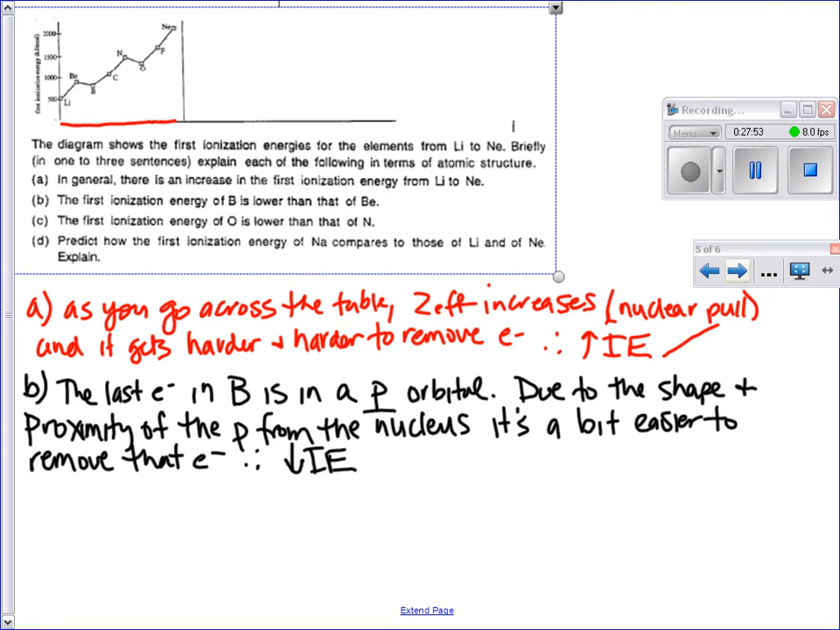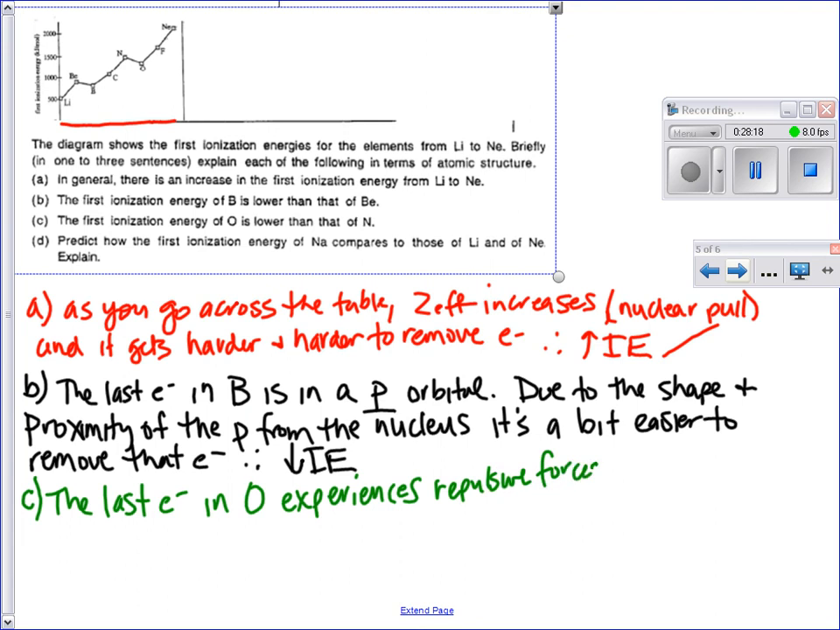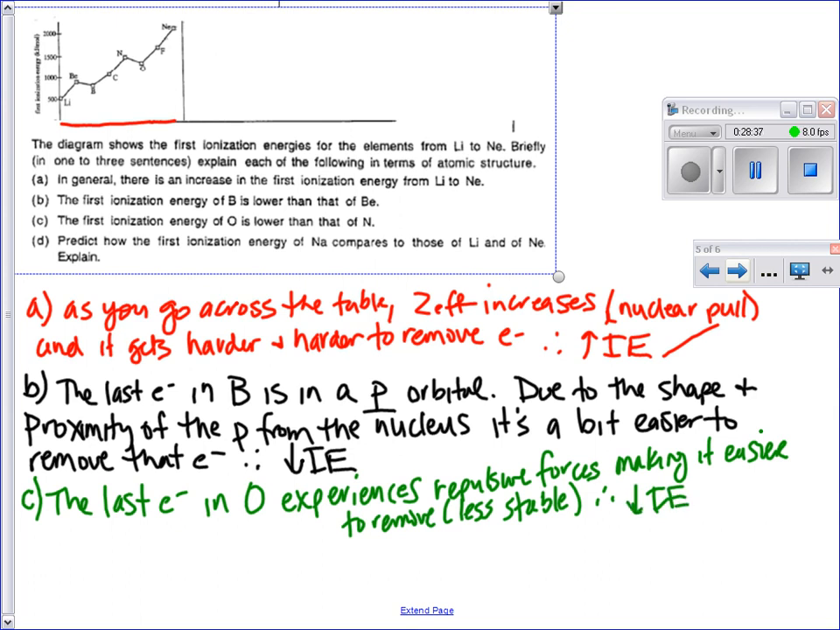Part C, the first ionization energy of O is lower than that of N, so that is our next exception. The last electron in O, what is it experiencing? Repulsive forces, making it easier to remove. Or making it less stable. Therefore, lower ionization energy.